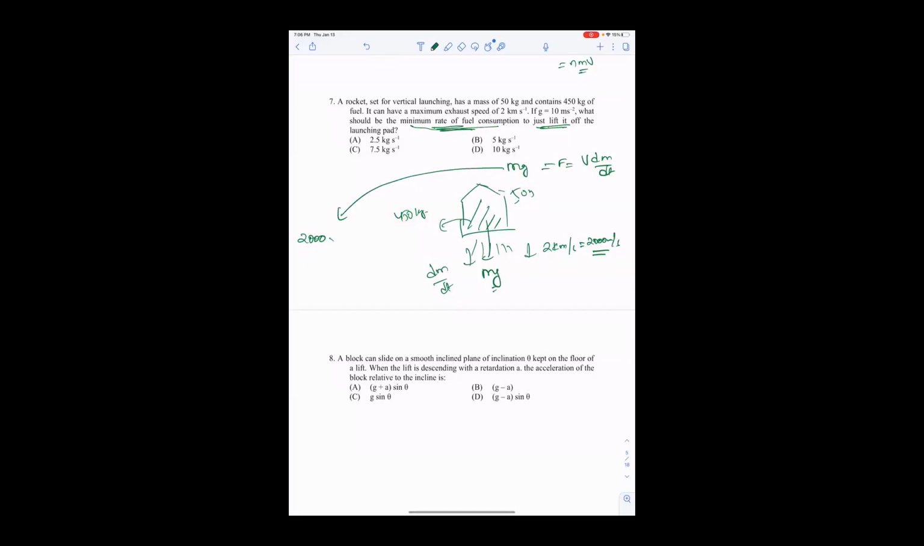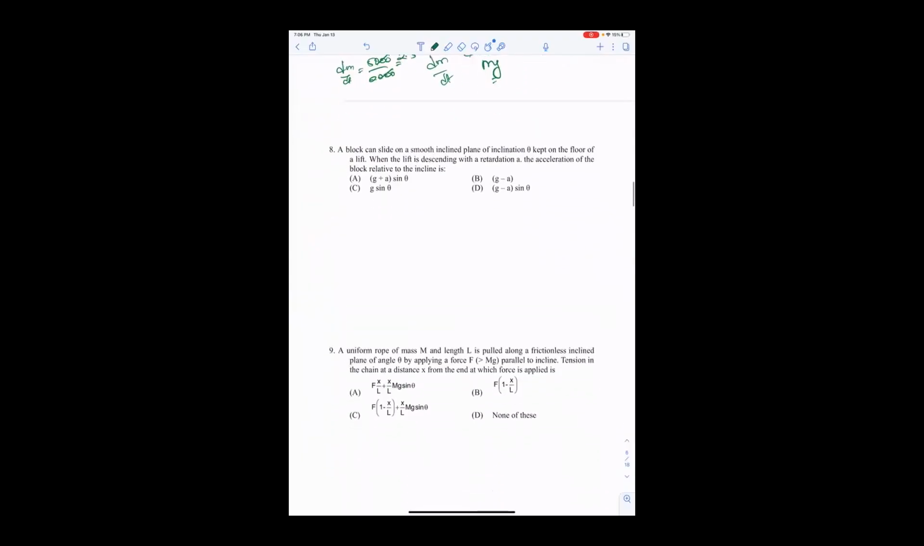Velocity is 2000 into dm by dt, which is the question here, is equal to mass. So mass is 50 plus 450. Don't just write 450 or 50. Add it. 500 kgs, units are fine. And G is given as 10. So into 10. So dm by dt is 5000 by 2000. So how much is it? 2.5 kg per second. Hope you understood this, guys. 2.5 kg per second. Next one.